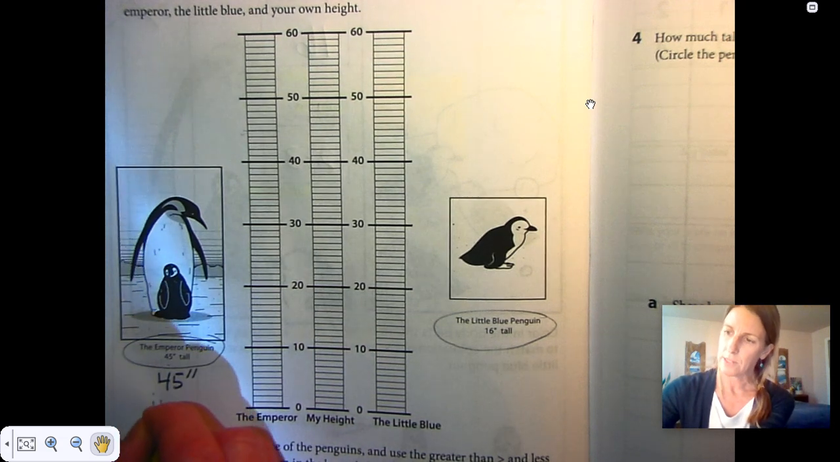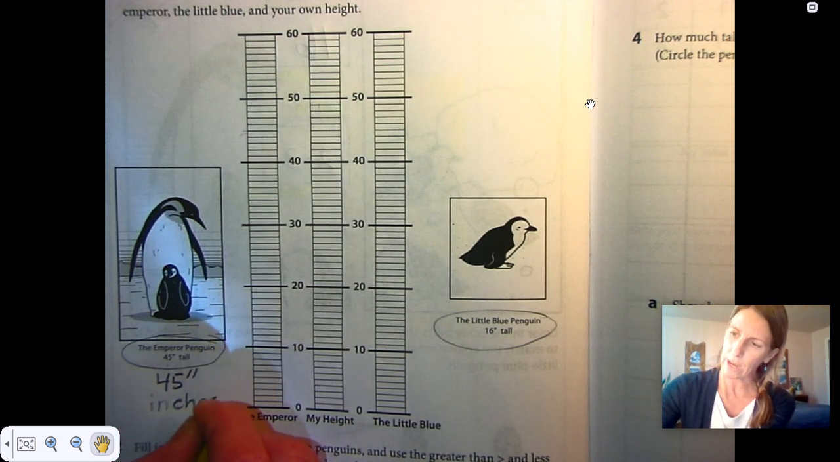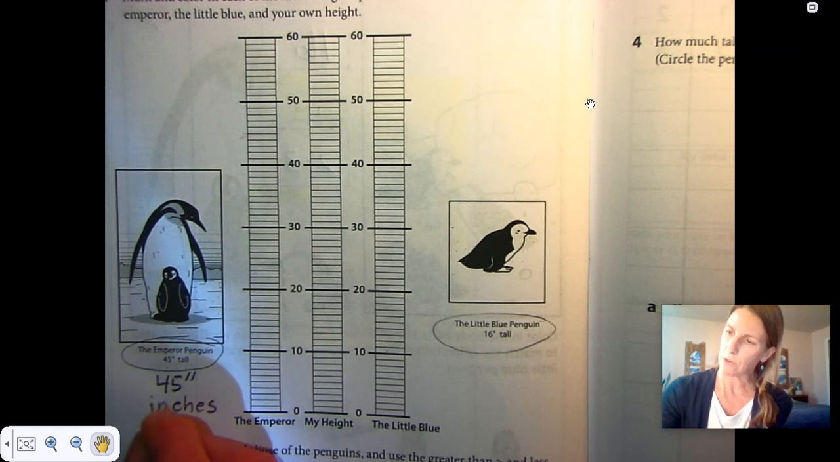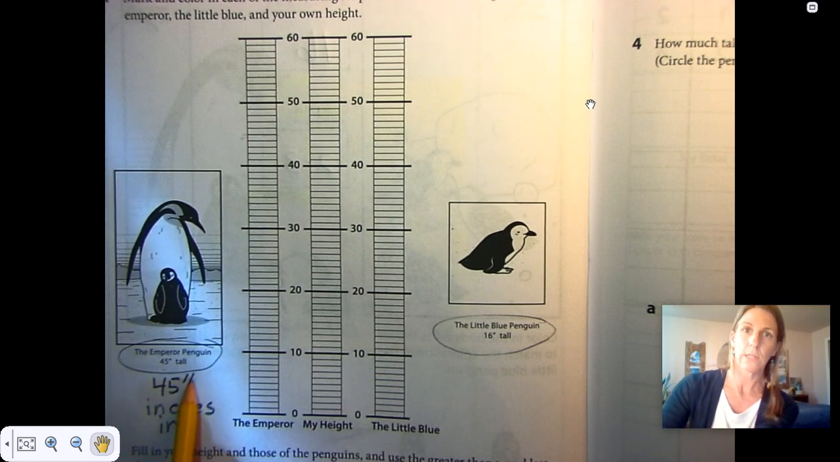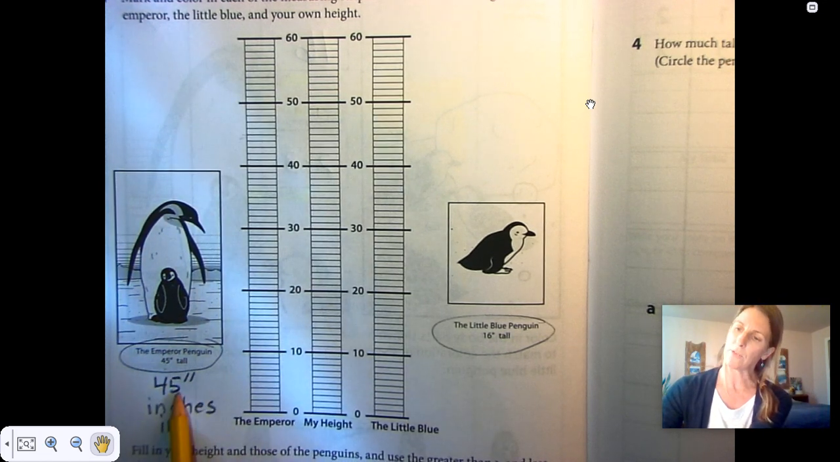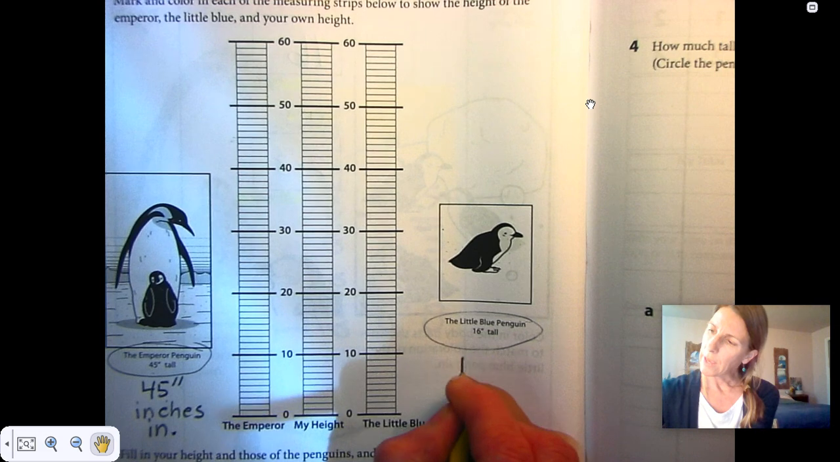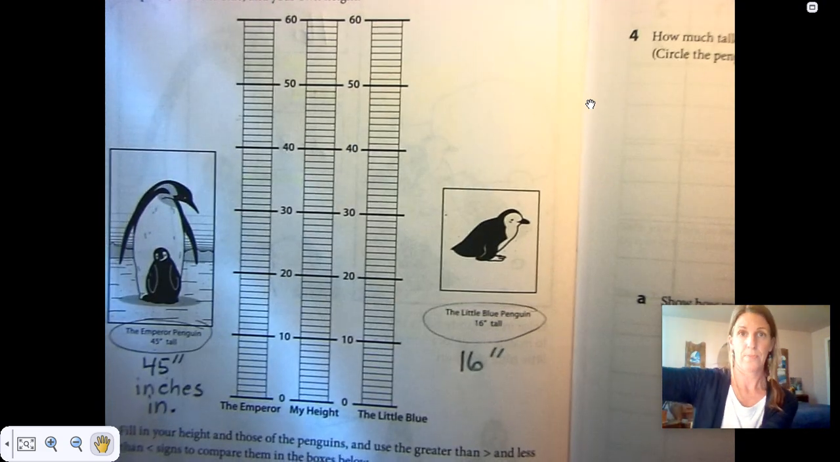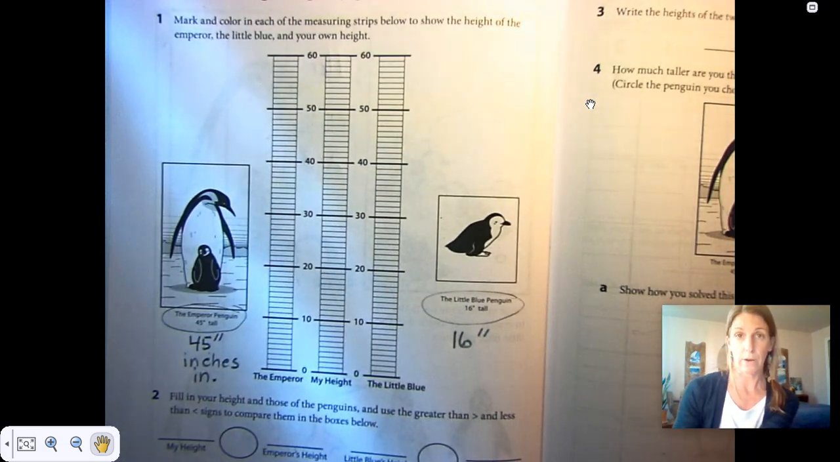That's cool. So you could write the whole word out. You could write the abbreviation out. Or you could use the symbol for inches. And that's what your math book is using. So 45 inches for the emperor and 16 inches for the little blue. Now, I'm not going to do the work this time. I want you to do this work on your own.